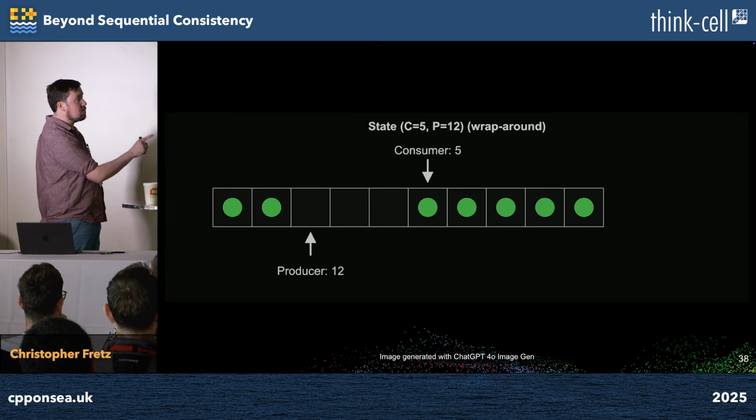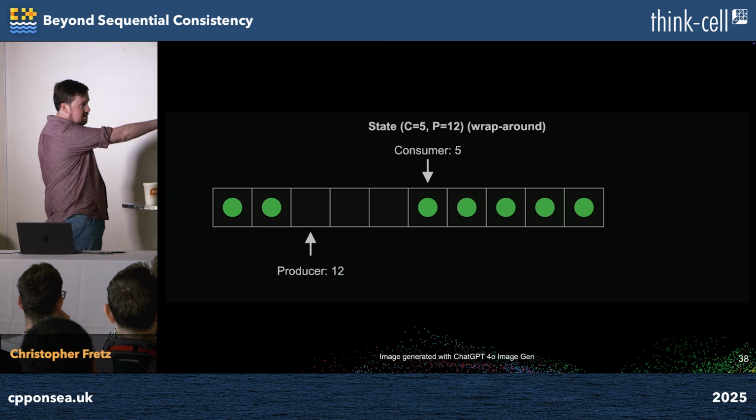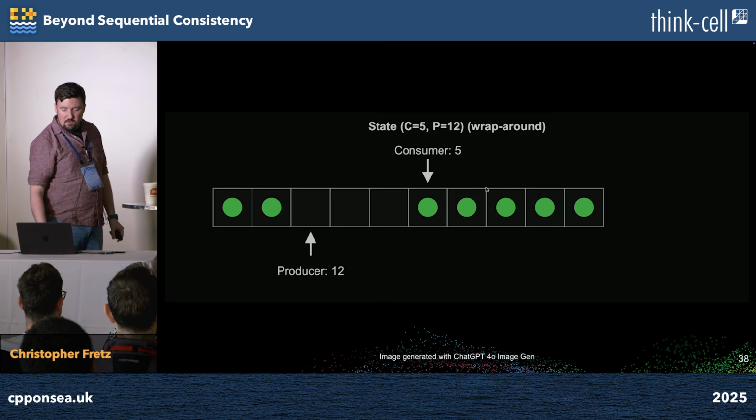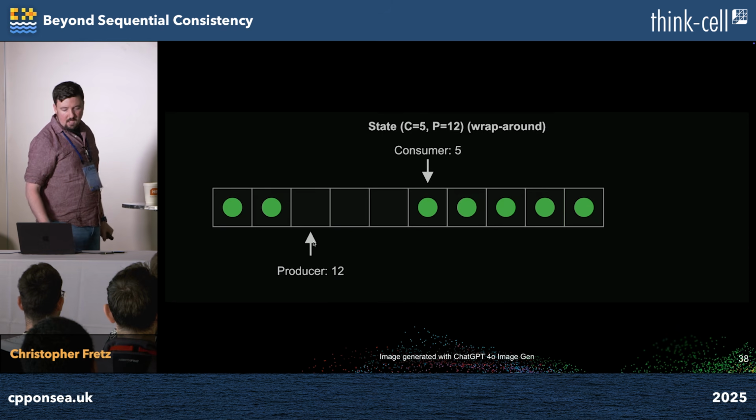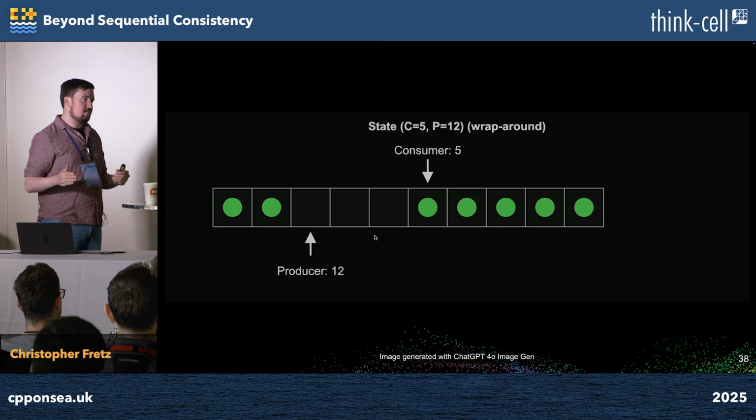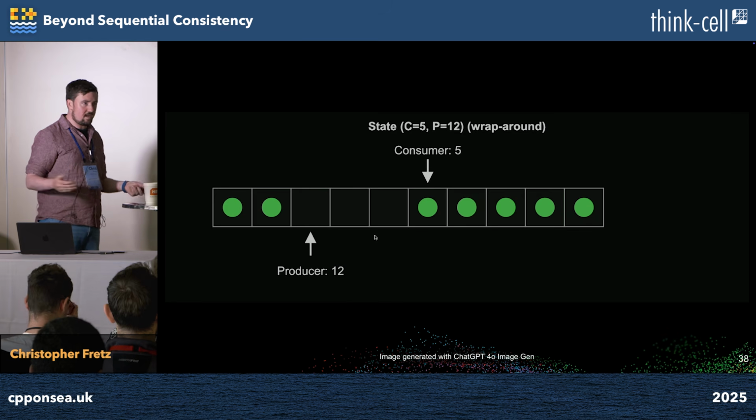And so the producer in this arrangement has to consult the consumer. The consumer checks against the producer to make sure that they're not equivalent, because if they are, there's no data. And the producer checks against the consumer to make sure that the diff is not equal to the size of the queue, because if it is, then there's no more space to write records.